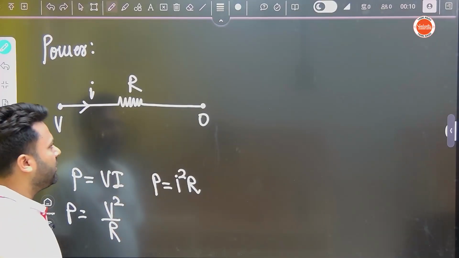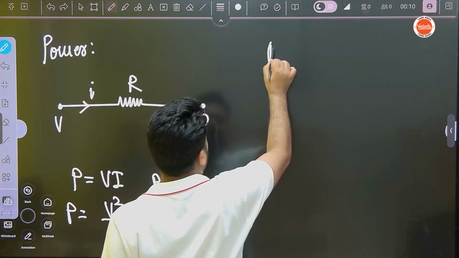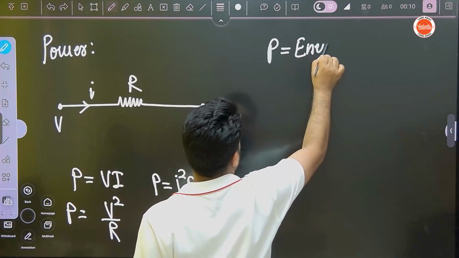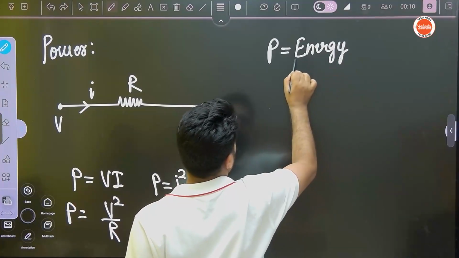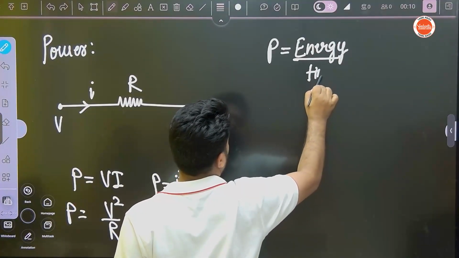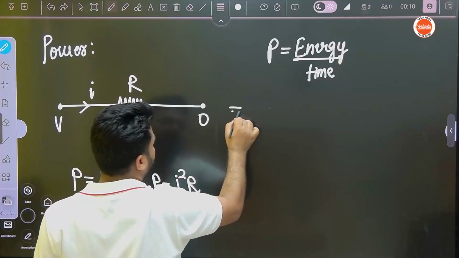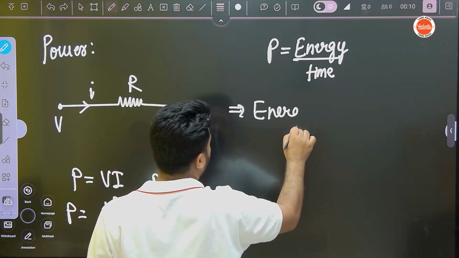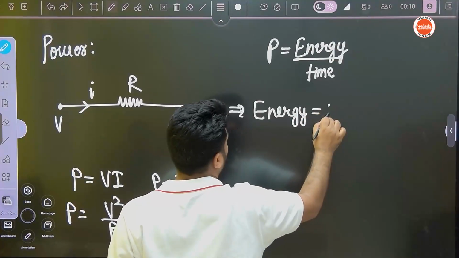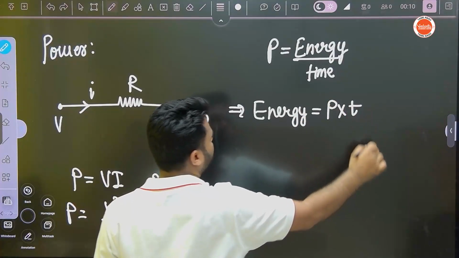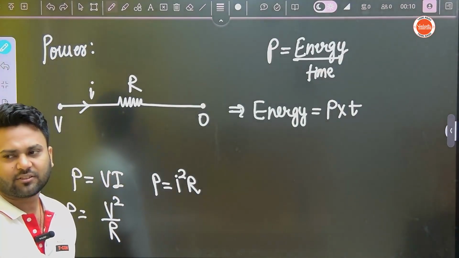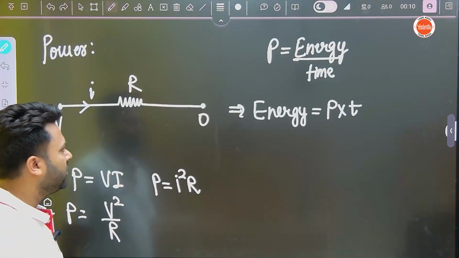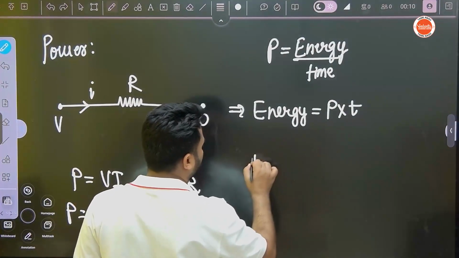What is power? It means how much energy is flowing in how much time, energy by time. So sometimes they ask energy: how much energy is flowing through this? Energy will be power multiplied by time. Sometimes they ask how much energy this resistor consumes. So the energy consumed formula is power into time.